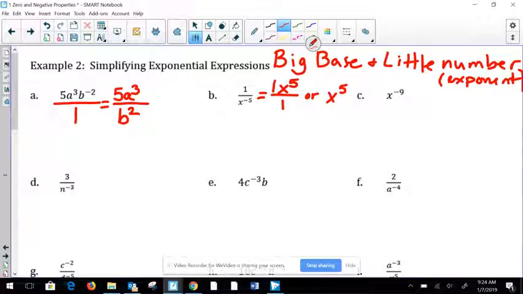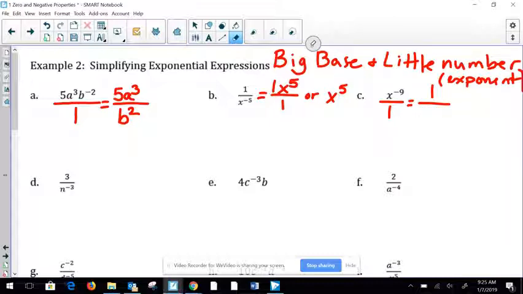I would not mark 1x to the 5th over 1 wrong though. Letter C, I put a 1 underneath it and I rearrange. X to the negative 9 on top gets moved to the bottom as a positive. To hold my space, I put a 1 up top. Now look at the way I wrote that x to the 9th power. It looks like x9. Be very careful when you write your exponents to write your big bases big and your little exponents little so you know that they're exponents.